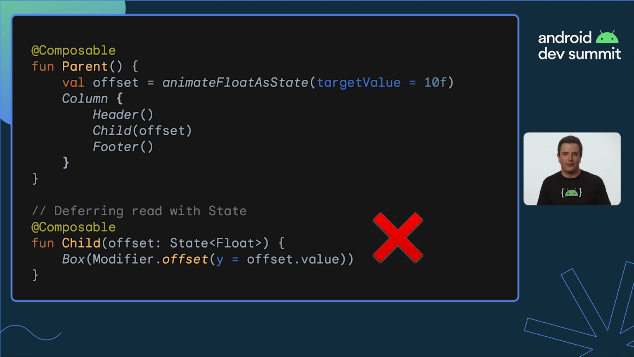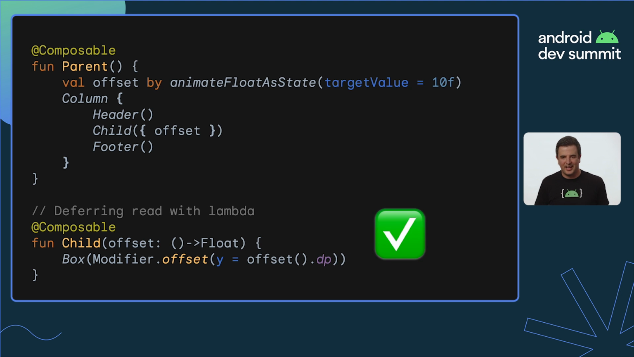Now, to defer the read, you might think that passing the actual state object into your child composable is a good idea. While this does indeed defer reading of state, it in turn makes your compose code much harder to work with. For example, you would no longer be able to use the by delegate syntax, and you would have to add dot value to every read. You would also be tying your composable to need to use state, and you wouldn't be able to pass in a fixed value anymore. A much better way to handle the deferring of reads is to use a lambda.